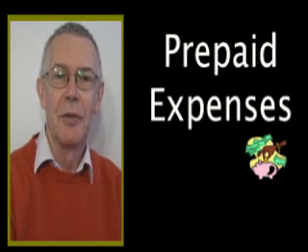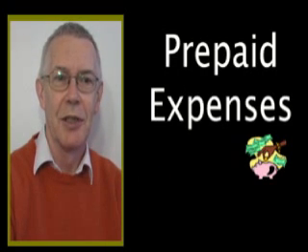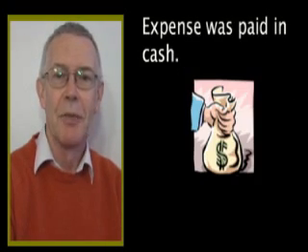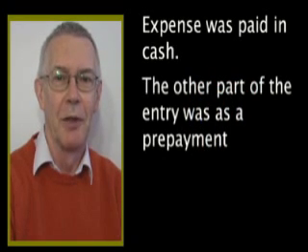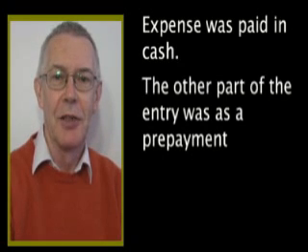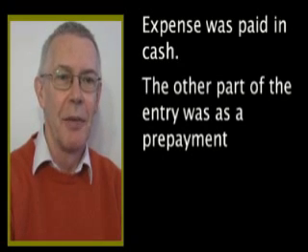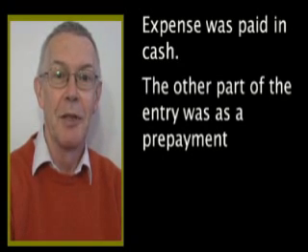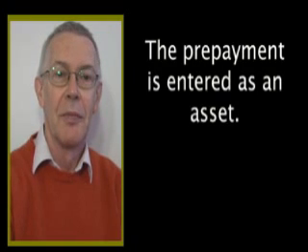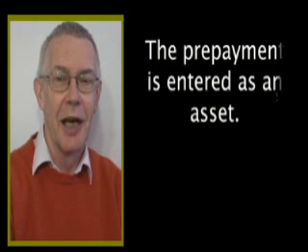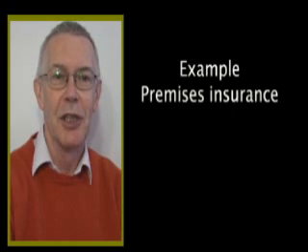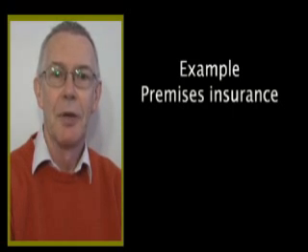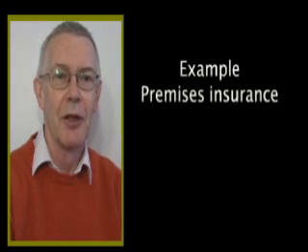Most businesses will have prepaid some expenses. For insurance, the payment asked for is usually in cash, which includes making a payment by cheque or by debit card. There will have been a credit entry to the cash account. The debit entry will have been to a prepayment account. The prepayment account is an asset account, but as each month goes by, the asset is reduced and the expense increased. Premises insurance is expensed on a monthly basis.